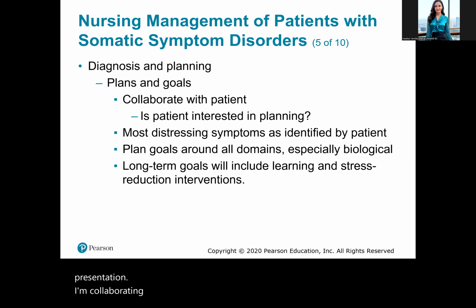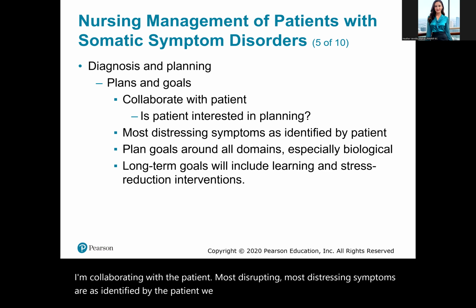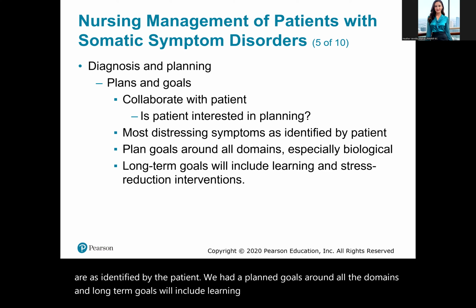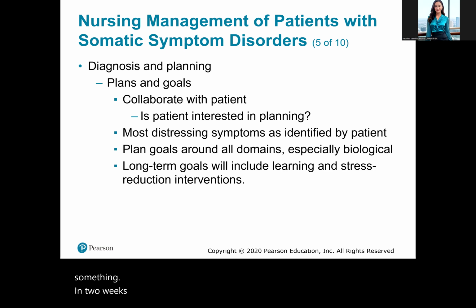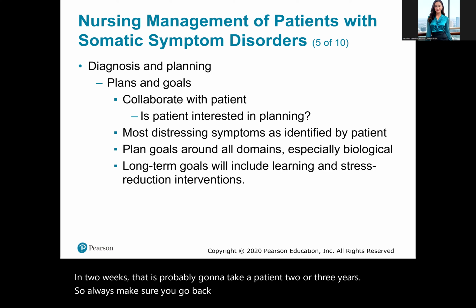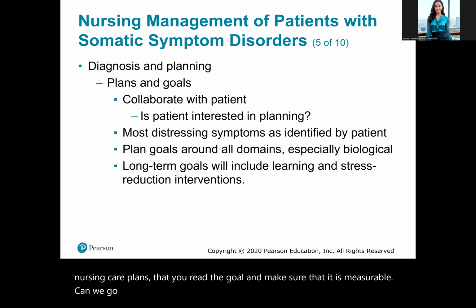Collaborating with the patient, most distressing symptoms are as identified by the patient. We had to plan goals around all the domains, and long-term goals will include learning and stress reduction. Make sure your goals are always measurable and achievable. You can't give goals of achieving something in 2 weeks that is probably going to take a patient 2 or 3 years. So always make sure, when you're doing your nursing care plans, that you read the goal and make sure that it is measurable. Can we go back and how would we know the patient achieved this goal if it's not measurable?